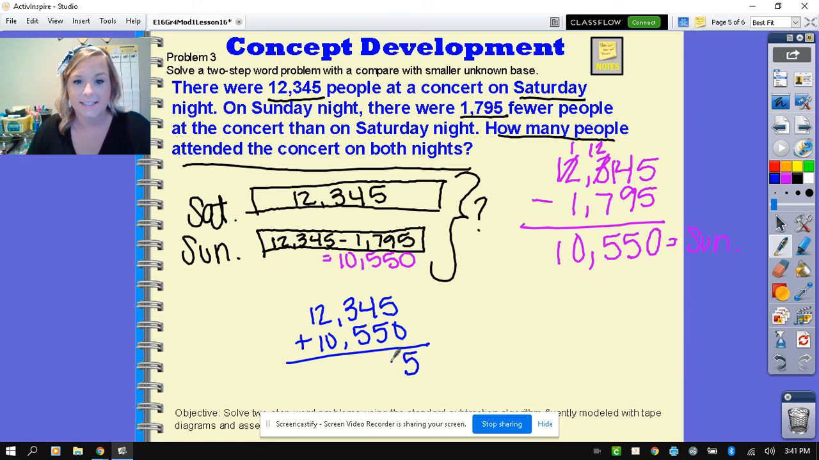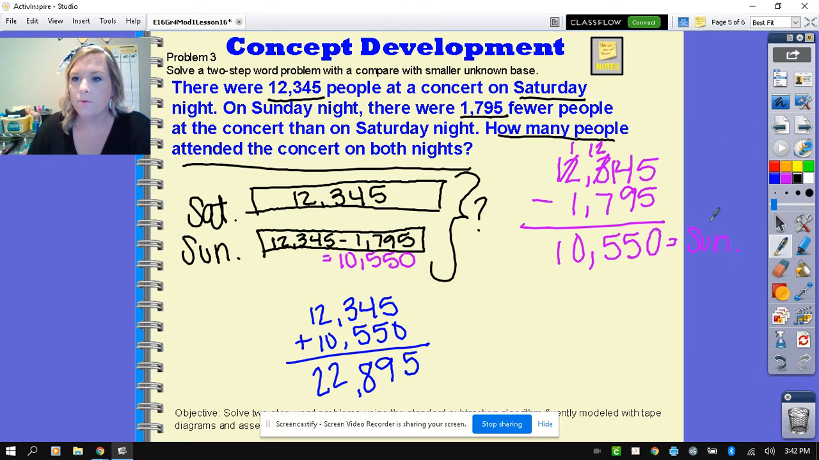Okay, 5 plus 0 is 5. 4 plus 5 is 9. 3 plus 5 is 8. I'm going to put my comma so I don't miss my place value. 2 plus 0 is 2. And 1 plus 1 is 2. So there we go. We should have solved to find the total for the weekend.